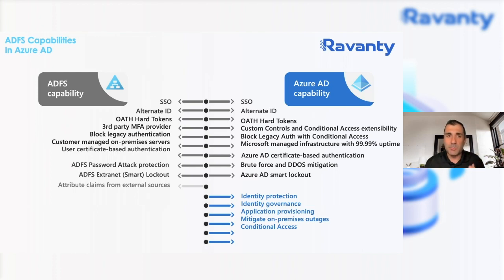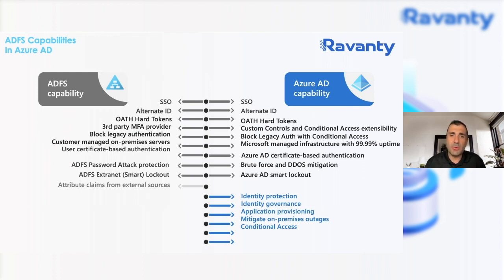Now, the biggest difference between the two environments is that ADFS is really a secure token service, whereas Azure Active Directory is a full-blown identity and access management solution. So it offers a lot of different capabilities outside of what ADFS can offer. Things like identity protection, identity governance, application provisioning, no more dependency on on-prem. So you're able to mitigate on-premise outages, as all the infrastructure is controlled by Microsoft within Azure Active Directory. Things like conditional access, just to name a few. We'll talk about a lot of these capabilities. We'll also be talking about things like passwordless and other capabilities like entitlement management as we move forward.